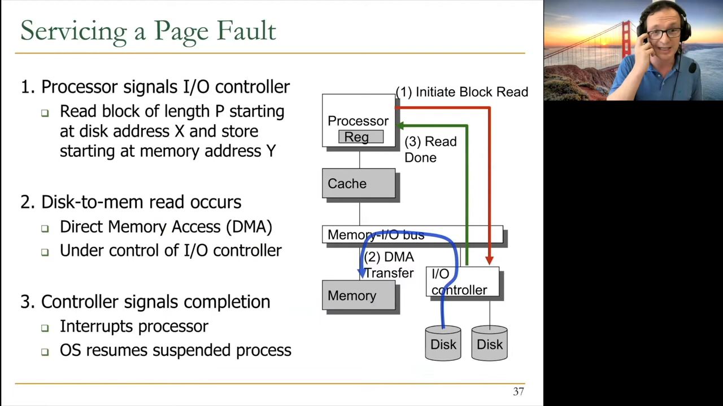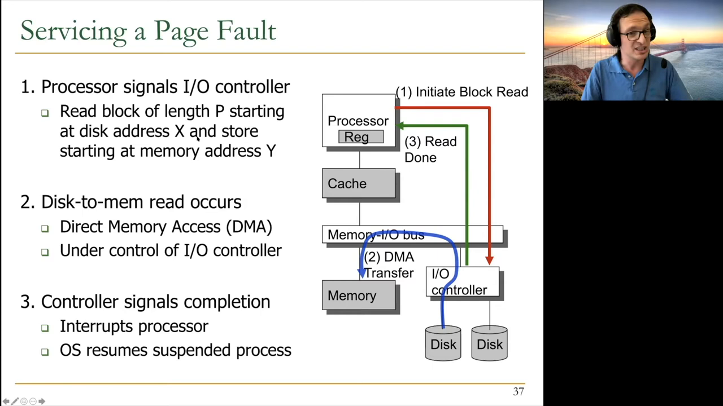To service the page fault, the processor needs to signal the IO controller so that the IO controller reads a block of length P, a page size, starting at some disk address and stores it starting at memory address Y. So basically you need to do a disk to memory transfer. And this needs to be orchestrated by the operating system, which also needs to know exactly where on disk the page you're looking for is. So there's another data structure that has that information. It could potentially be stored in your page table, assuming it fits into your page table, but we're not going to go into that. Assume that it's a separate data structure for now.